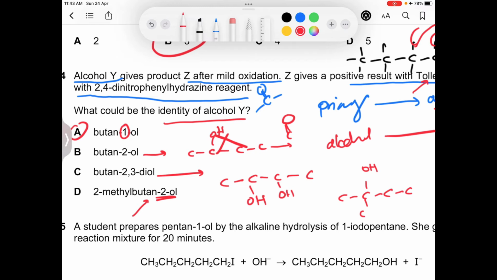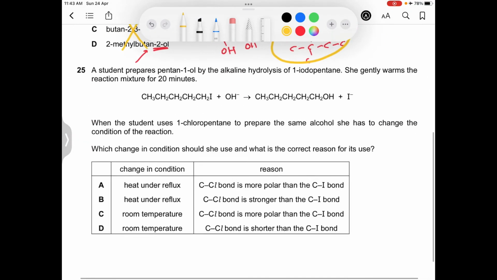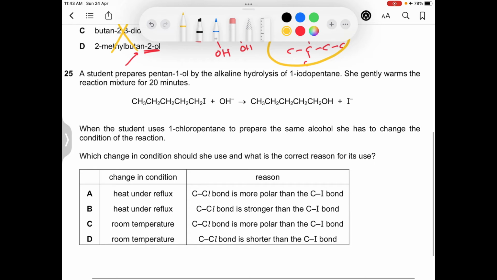So, by the way, this reaction is tertiary and it cannot undergo oxidation. So these are the wrong answers. This is the correct one. Okay. Let's go to question 25.